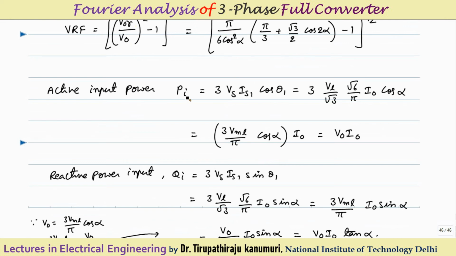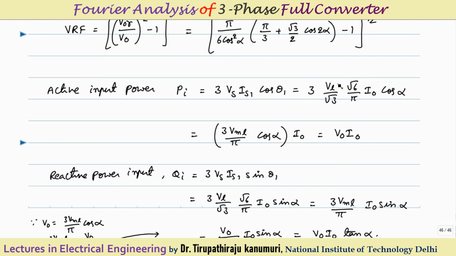Now active input power. The input power we have seen already, this will be equal to 3 times Vs into Is1 into cos theta 1. Is1 is the fundamental RMS component of current. Theta 1 is the angle corresponding to the fundamental component of current with Vs. We know Vs is equal to line voltage divided by root 3, because we are representing all in terms of line values. So this will be 3 times VL divided by root 3 into root 6 by pi into I naught into cos alpha. So this I can write in the form 3 times VML by pi into cos alpha into I naught.